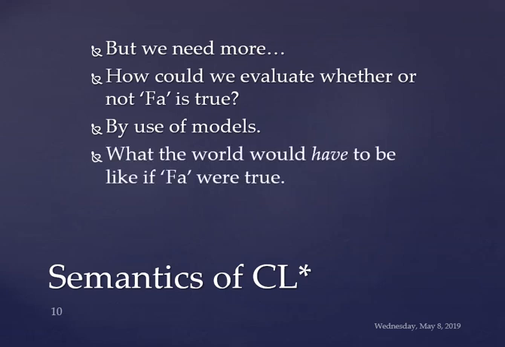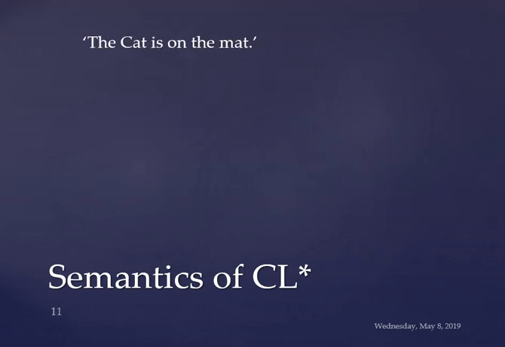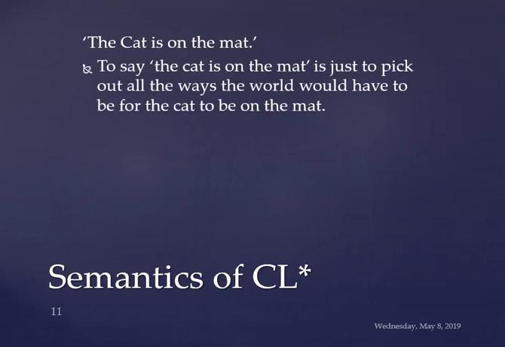Answer: it's the way the world would have to be like if A is F were true. Right? It's the way the world would have to be like if A is F were true. All right, so let's just take the statement, right? The cat is on the mat, right? To say that the cat is on the mat is just to pick out all the ways the world will have to be for the cat to be on the mat.